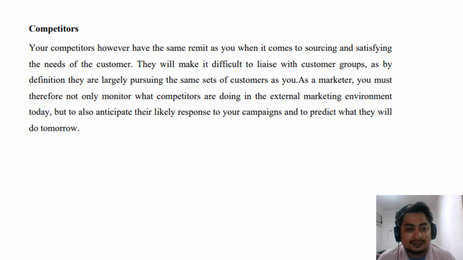As a marketer, you must therefore not only monitor what competitors are doing in the external marketing environment today, but also anticipate their likely response to your campaigns and predict what they will do tomorrow. So, you should stand out among your competitors. O, daghan na kinagbanana kayo pag hinog binignit. So, you should stand out, di ba? Example.